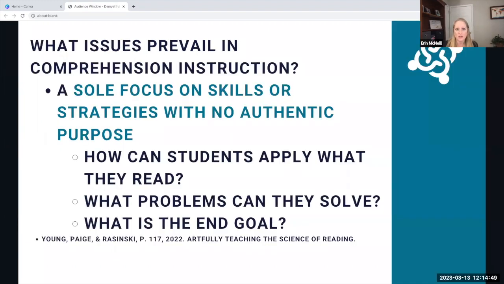So some issues that prevail in comprehension instruction is a sole focus on skills or strategies, as we just heard in the video, with no authentic purpose. So we need to be thinking about the end goal. How can students apply what they read, and what problems can they solve? For example, I read this book, Artfully Teaching the Science of Reading, and my goal for reading that book was to create this presentation on comprehension. So I had a goal in reading it that I knew I wanted to convey the information I read in a presentation format.